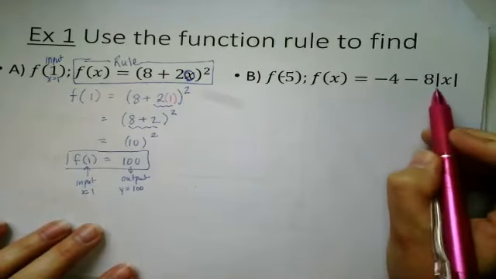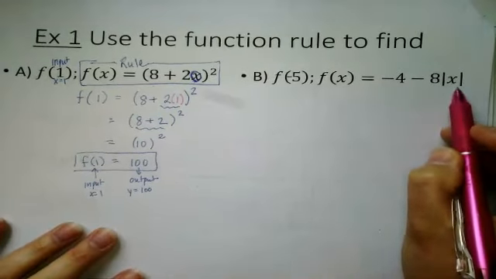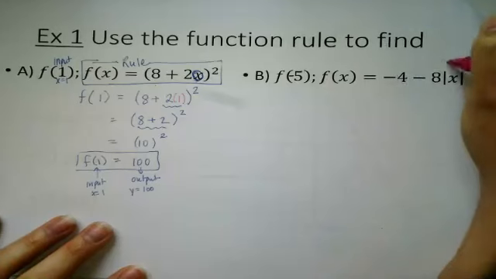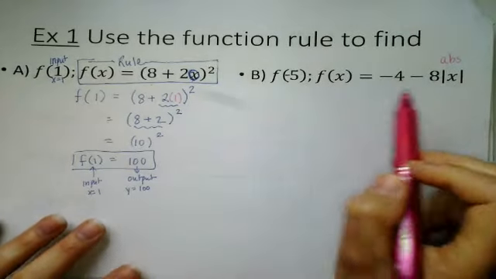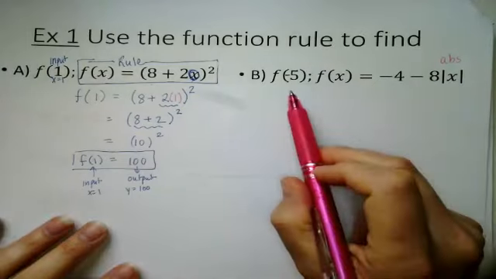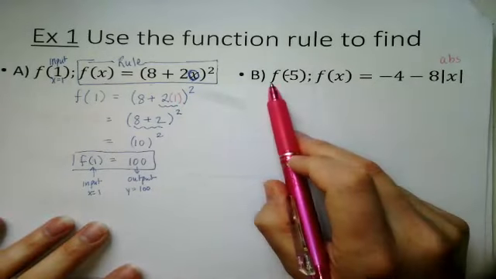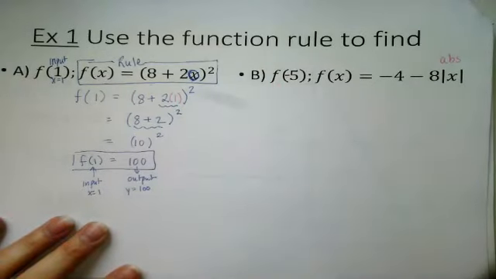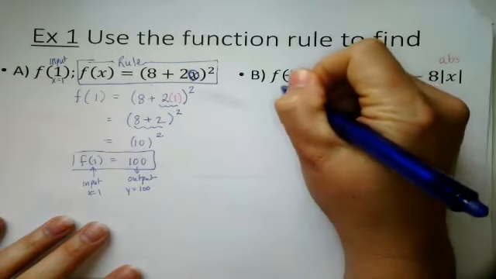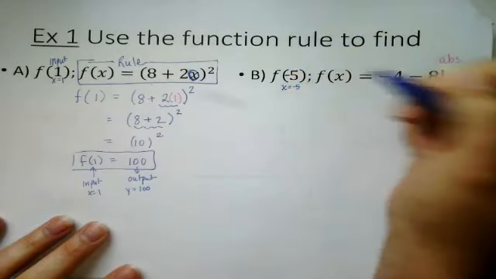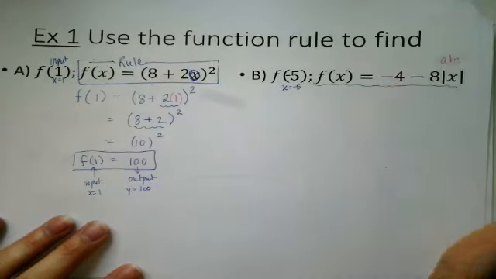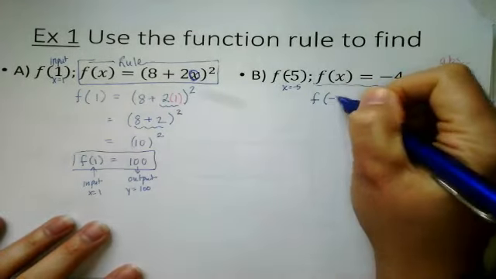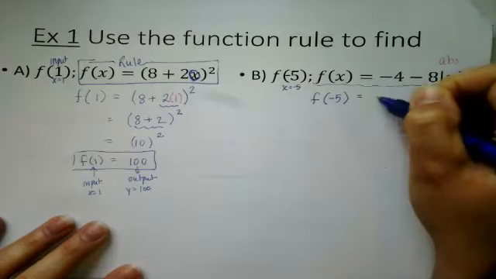Over here, these funky little symbols are absolute value. On your calculator, you'll see ABS for absolute value. So you can use your calculator, and I will show you how to do that as well. For this one, we want to find f of negative 5. So we have an x value equal to negative 5 as our input. We want to go to our little rule here and plug that value in. Everywhere we see an x, we want to plug in a negative 5.